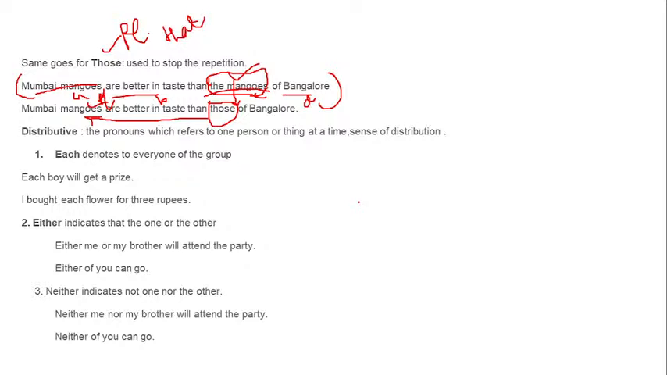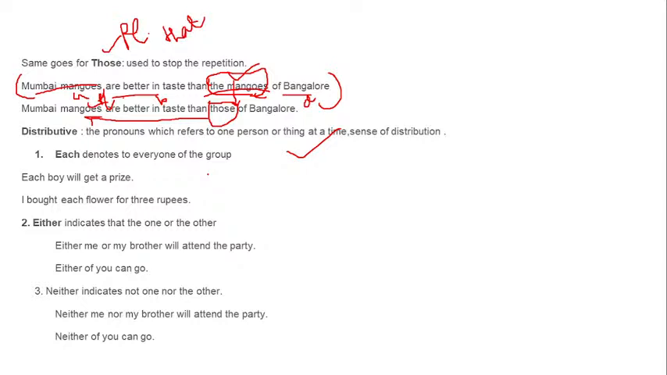Next, we are coming to distributive pronouns. Now, what are distributive pronouns? Distribution already means one by one, or all of them, each of them. So the pronouns which refer to one person or thing at a time, with a sense of distribution that each will get. Like teachers used to say in school, each student will get their food packets. Don't worry. Each of you will get your food packet. So what will be done? It will be distributed among us.